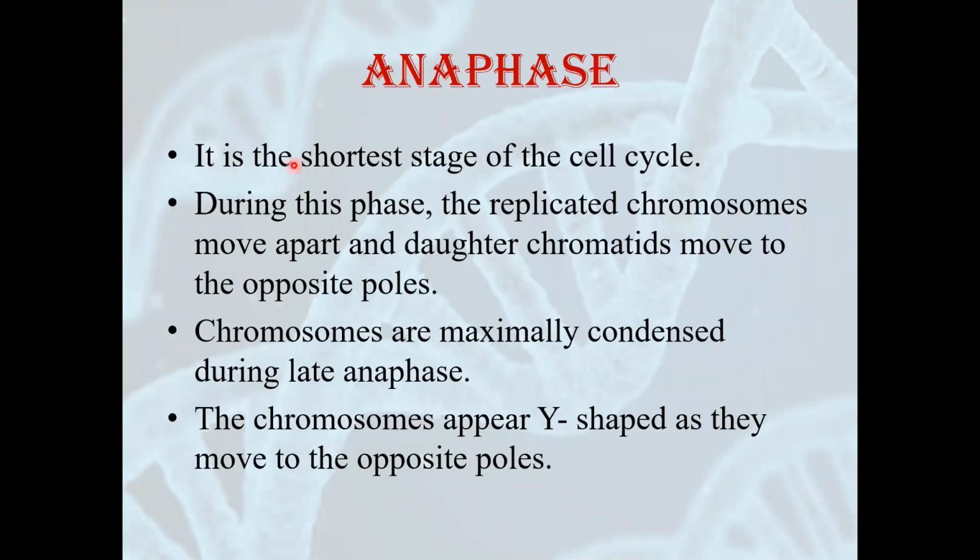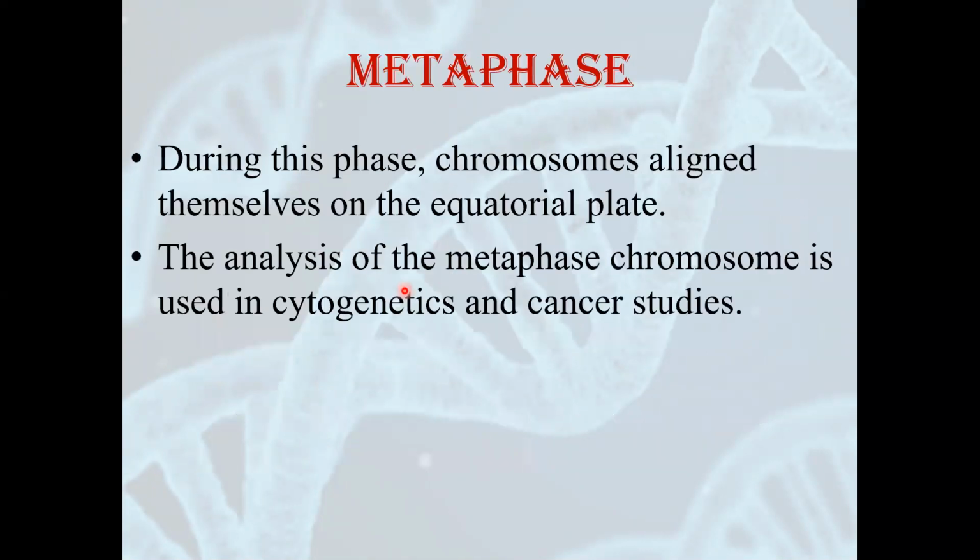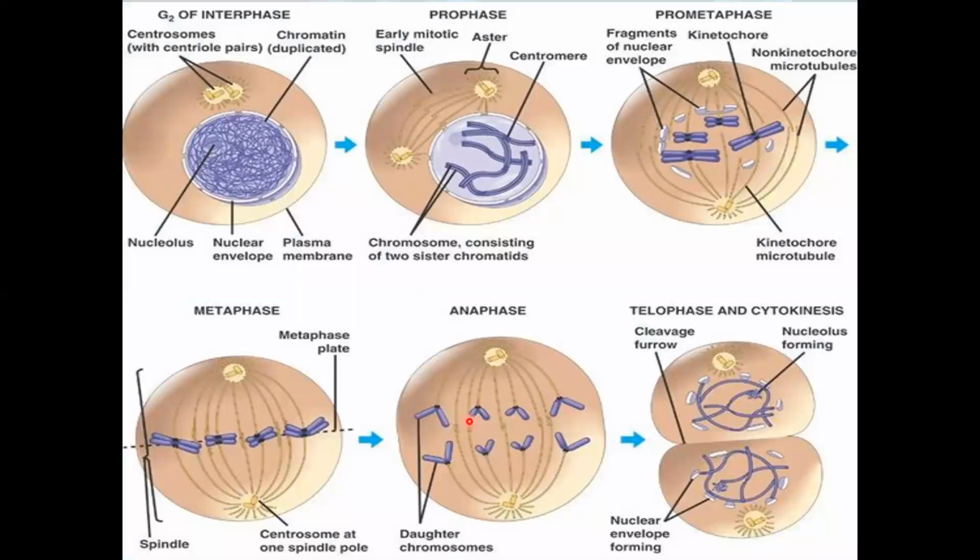Third is the anaphase. This is the shortest stage of the cell cycle. What happens in this phase? The replicated chromosomes move apart and daughter chromatids move to the opposite poles. Here you can see, this was first in metaphase, one chromosome. Now the sister chromatids have been split and they are moving to opposite poles.